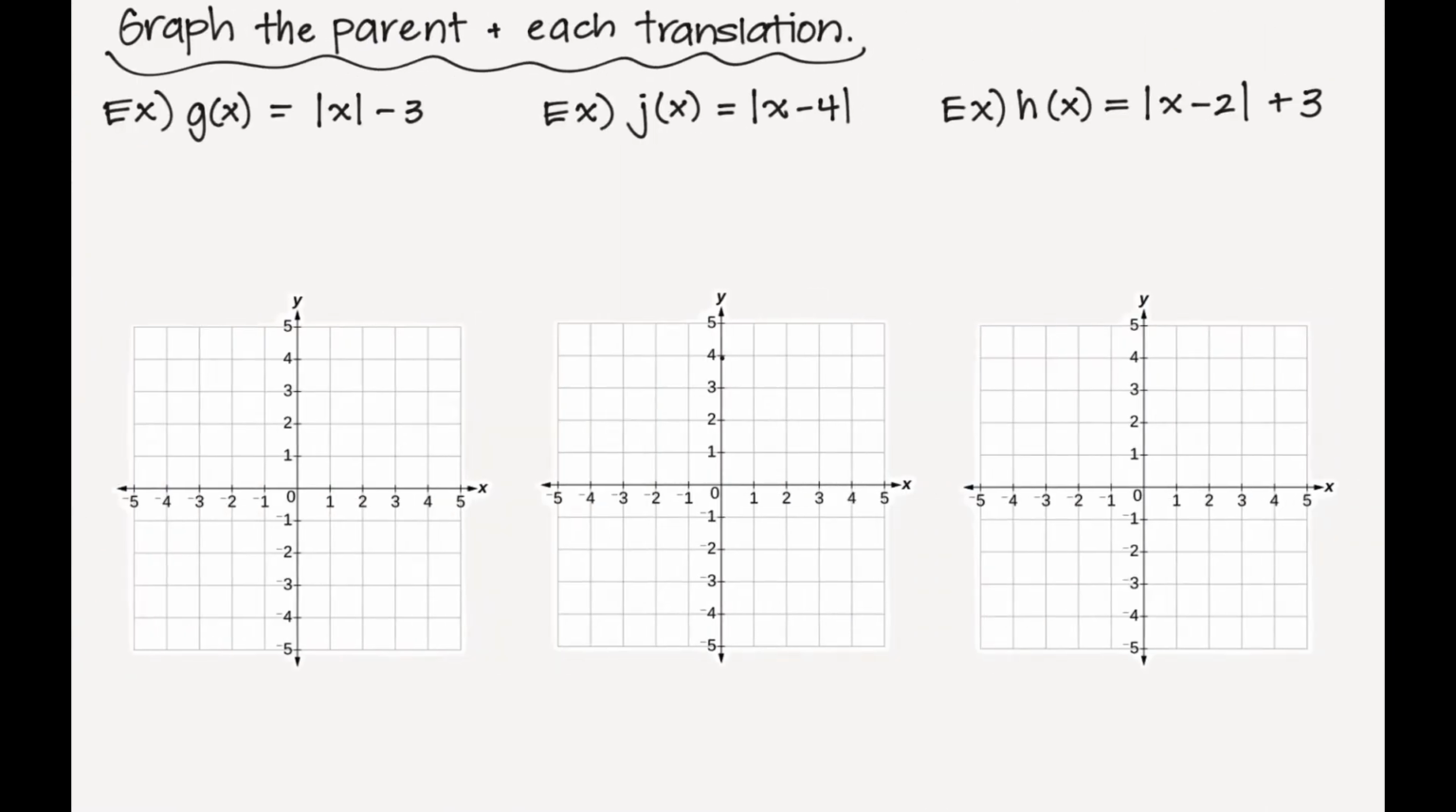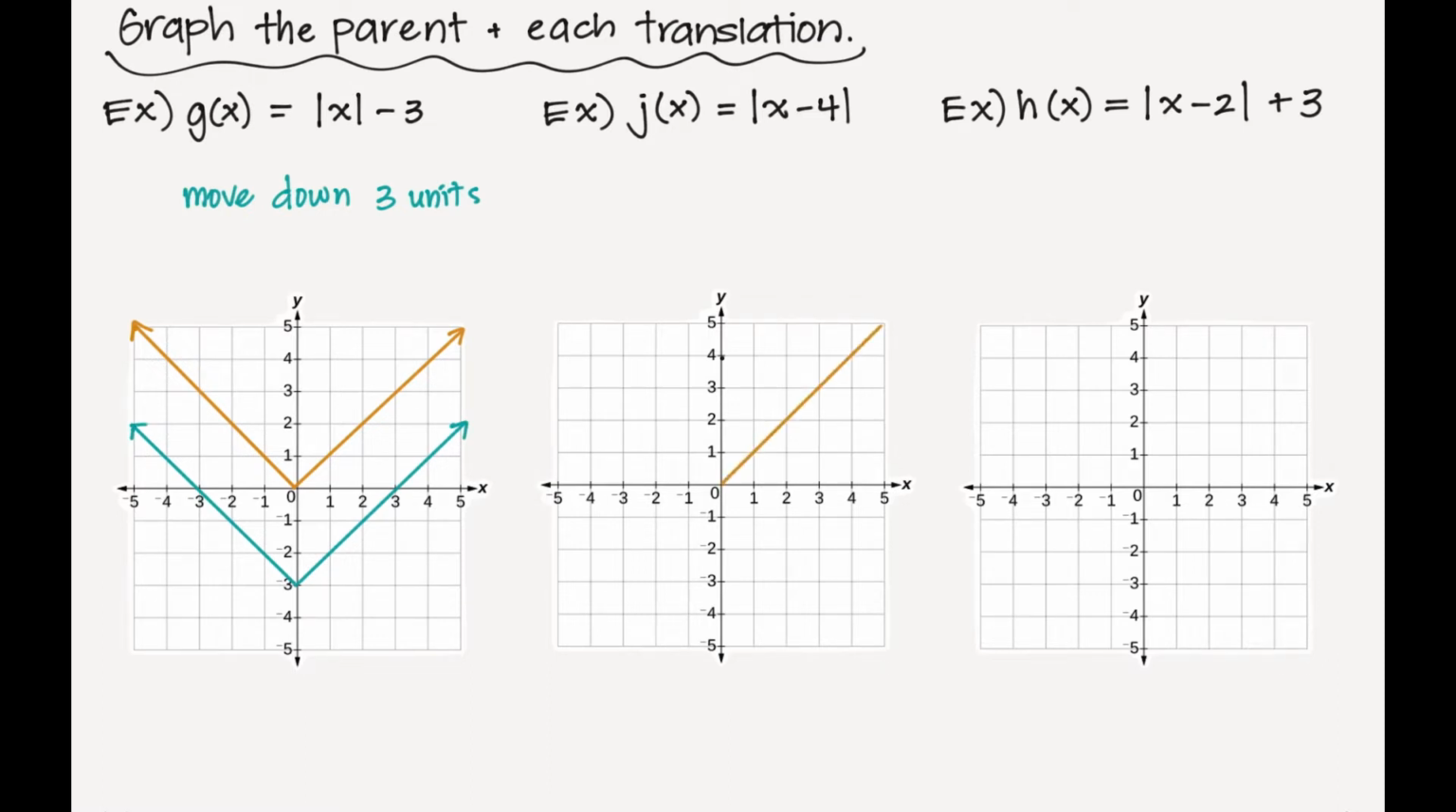So right now we're going to graph the parent and the translation. So I'm going to just sketch the parent function here. And now looking, I have the absolute value of x, and then on the outside I'm subtracting 3. So that means it's going to move down 3 units. So I can draw the exact same function, but it has just gone down 3 steps.